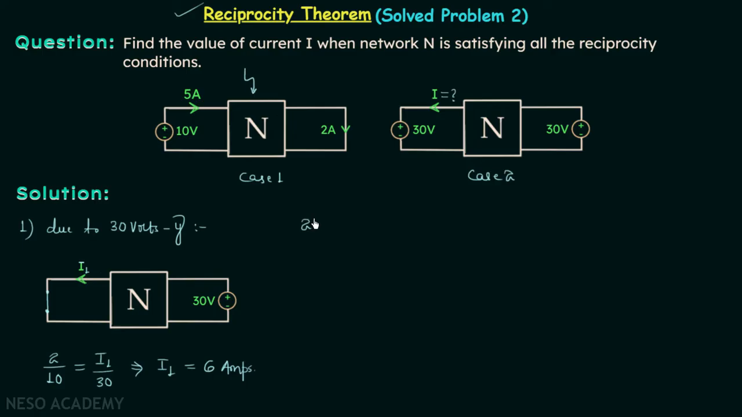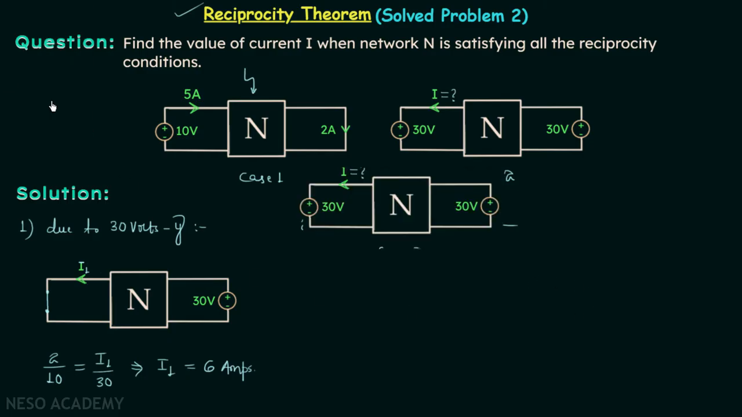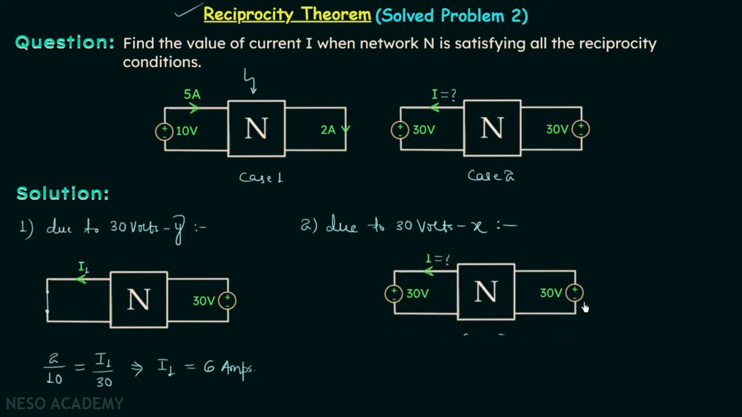Now we will calculate current due to this source, which is 30 volts source present in X branch. Again we will do the modification, and this time we are going to short circuit this source. We are done short circuiting the source, and I will now rename the current to I2. To find out I2, we will use the internal resistance of the network. In this case, the internal resistance, let's call it R(I), will be equal to voltage divided by current. 10 volts divided by 5 amperes will give us the internal resistance equal to 2 ohms.